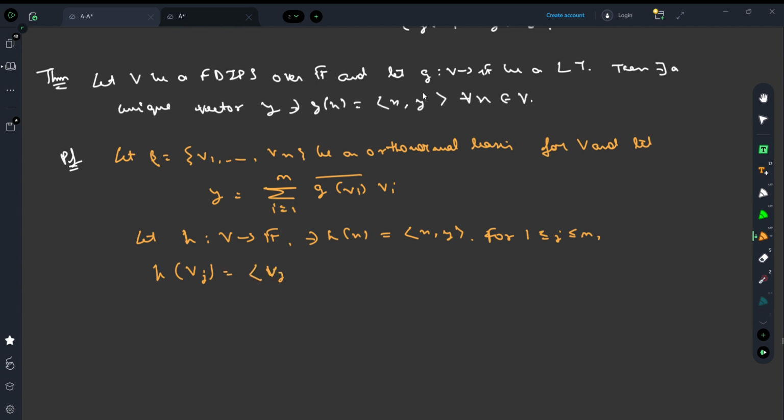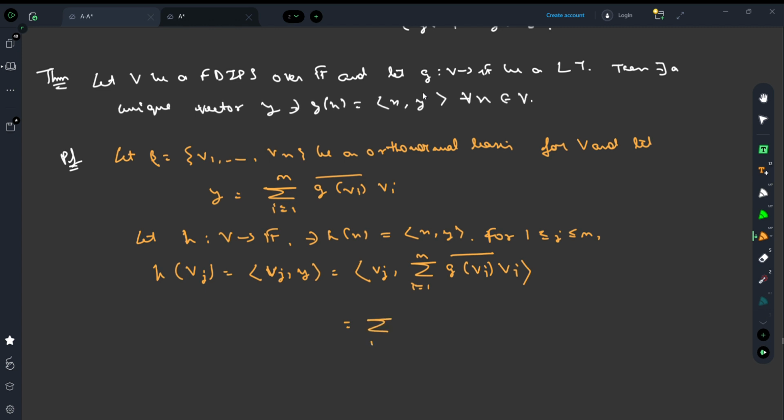Then my question is, what is h of Vj for 1 less than or equal to j less than or equal to n? So h of Vj, by definition, is the inner product of Vj with y. Hence it's the inner product of Vj with the summation over i equals 1 to n of g of Vi times Vi, and g of Vi has a bar.